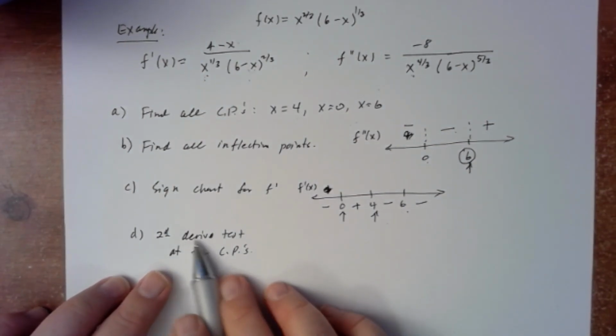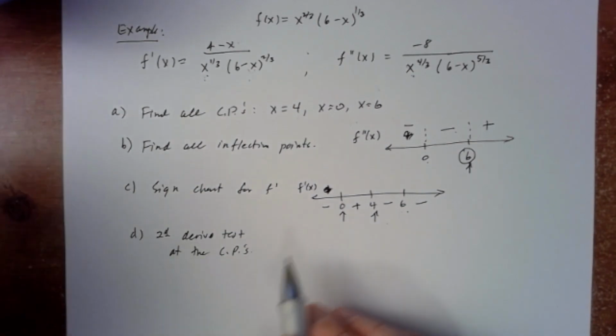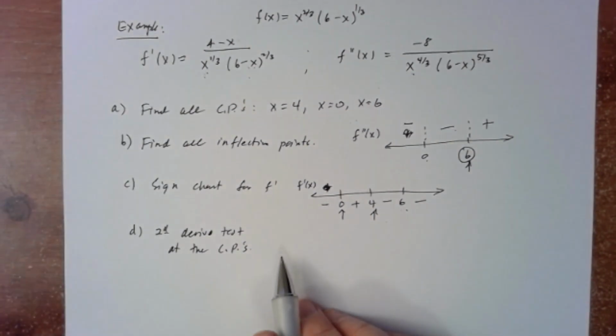Excuse me. How about the second derivative test at the critical points? Maybe I can get a cup of coffee.